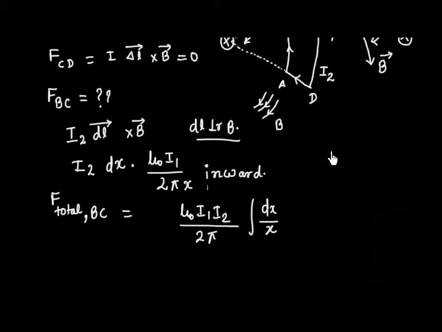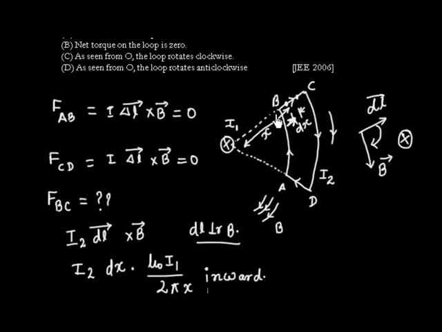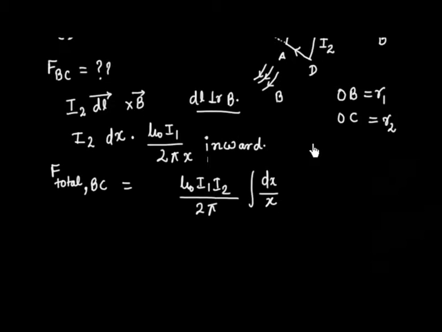Let us say what is the limit. Up to this point you have R1 and up to this point you have R2. So let us say OB length is R1, and OC length is R2. I have to integrate from R1 to R2. If I integrate this from R1 to R2, I will have mu naught I1 I2 by 2 pi times ln x, that is ln R2 divided by R1. Are you getting or not? So this is the force.